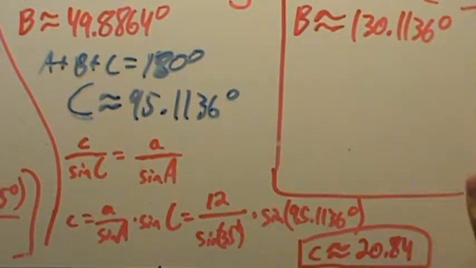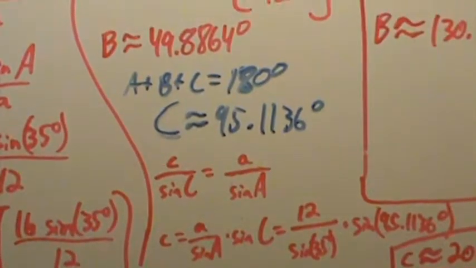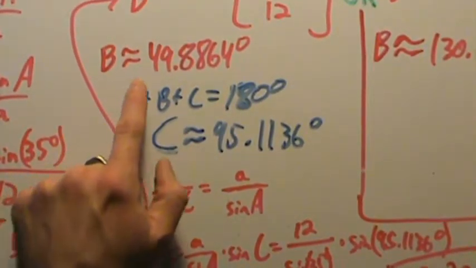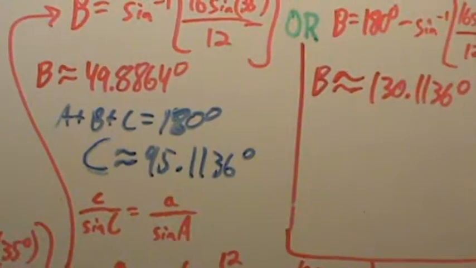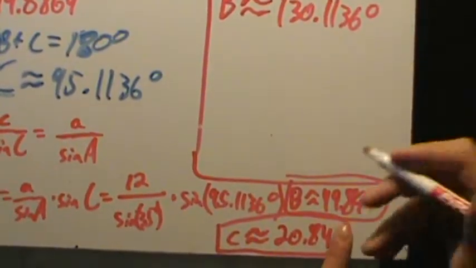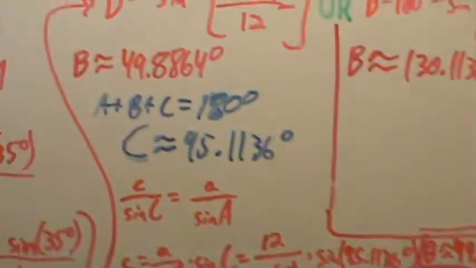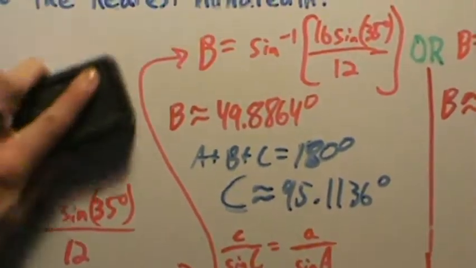Okay, so for that case we have little c approximately 20.84, and big B is about 49.89 degrees. And we're really running out of room here, so let's erase this stuff over here.